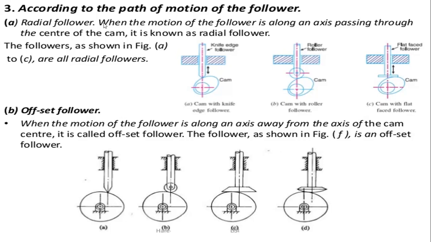So you can see all three followers, that is the knife edge follower, roller follower and the flat faced follower. So the axis is same for the cam and the follower.